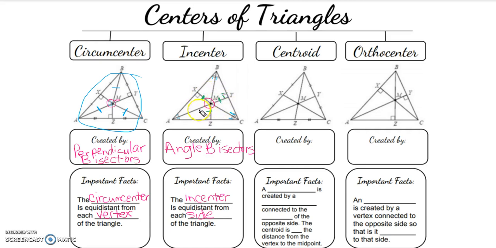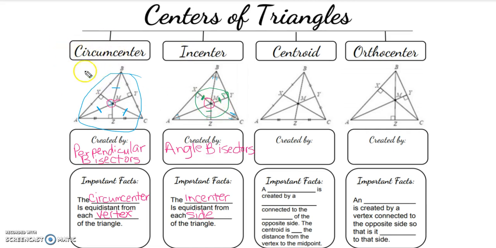So all of these segments from the incenter to the side are going to be 90 degrees to it, and they're going to be congruent. What that allows us to do is to take our compass and put our point here and our other endpoint at Y, and we can draw a circle inside the triangle on all 3 points. That's why it's called the incenter.